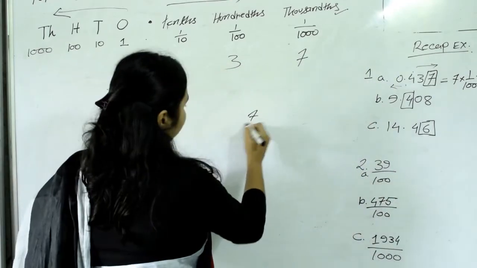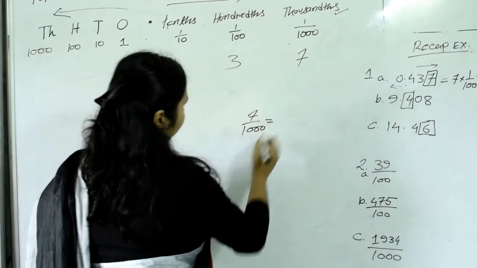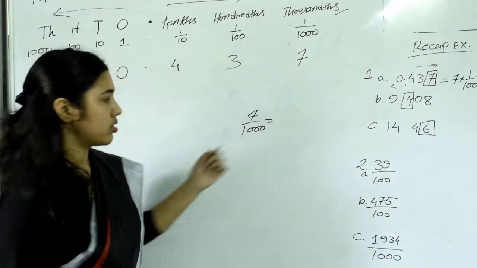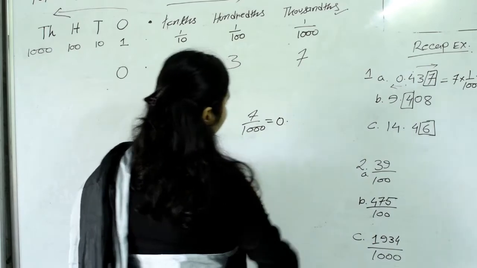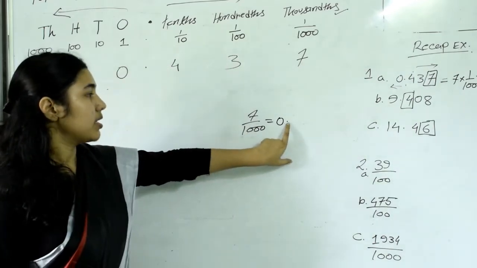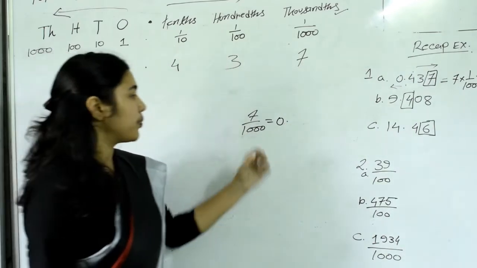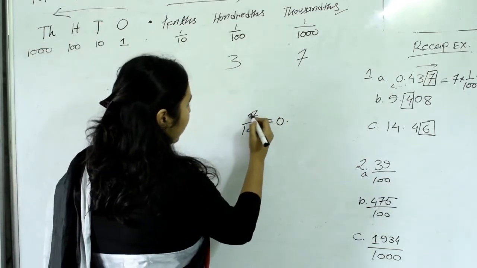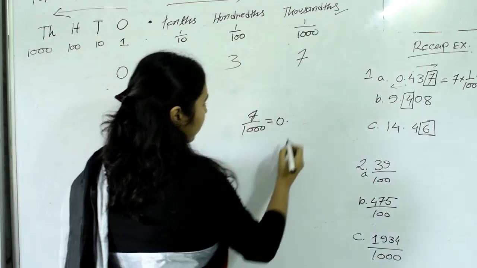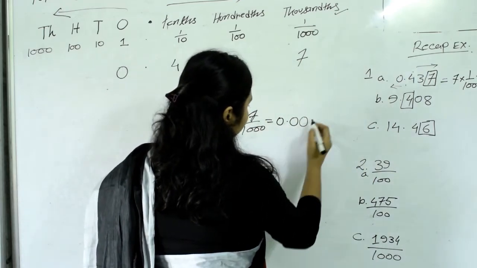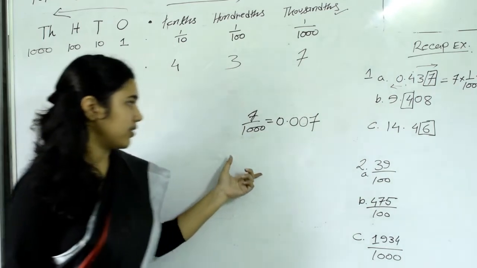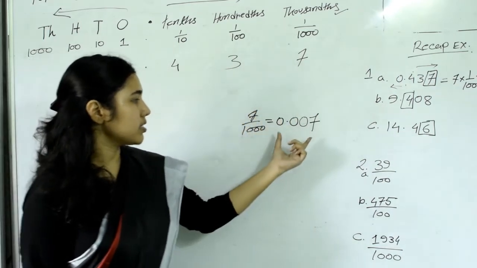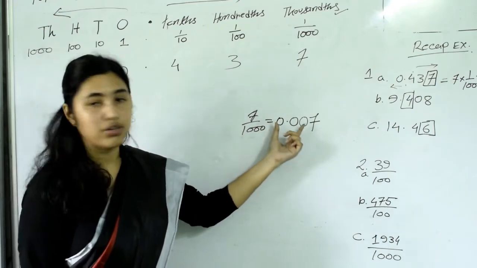Which means we can write it as 7/1000. Here 1 is followed by 3 zeros, so we have to place the decimal point before 3 decimal places. But here we have only 1 digit, 7. So take 2 zeros and the 7. So the place value of 7 is 0.007.